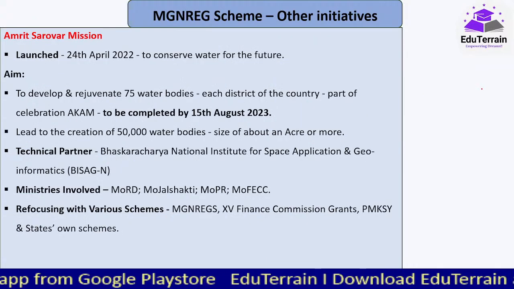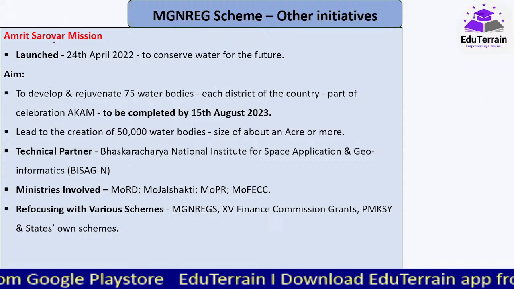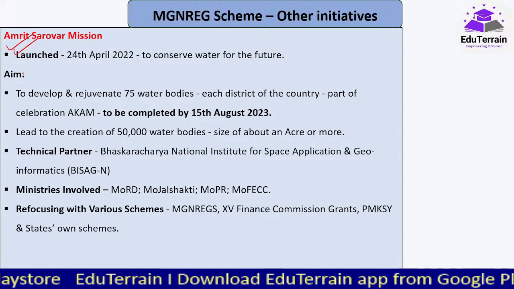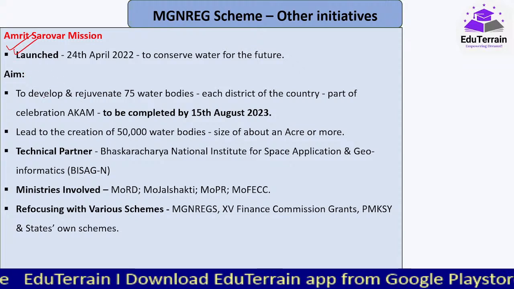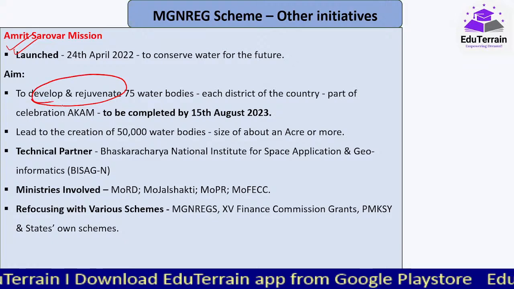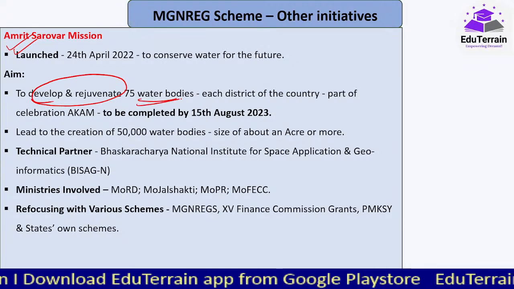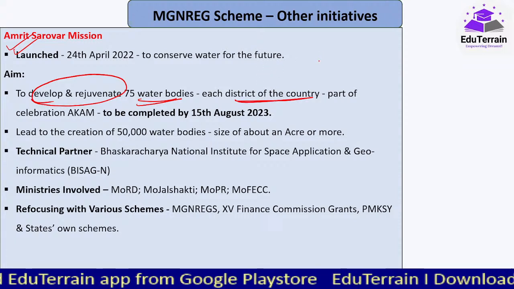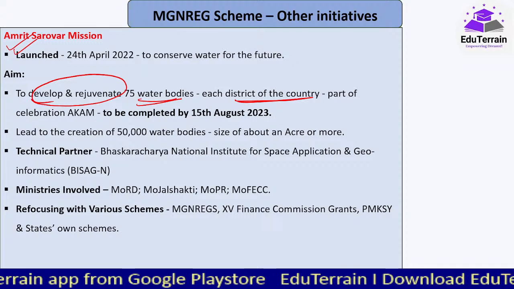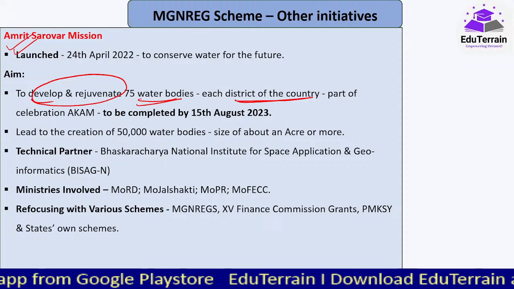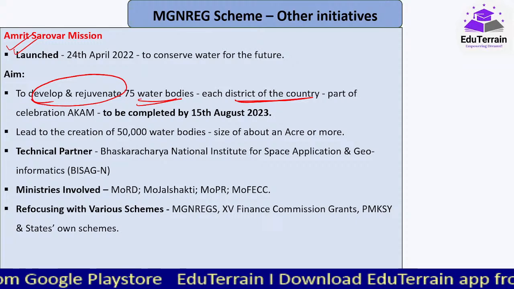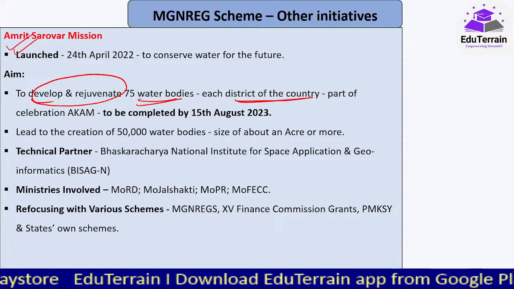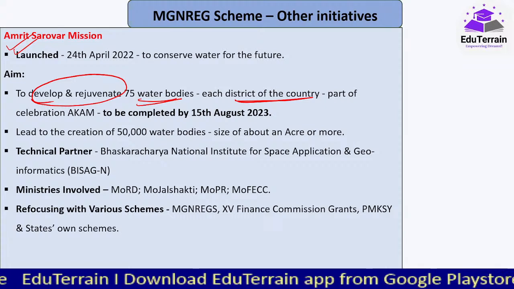Another initiative taken under the MGNREG scheme is the Amrit Sarovar mission. Here it is to develop and rejuvenate 75 water bodies in each district of the country. That is, in every district they select a few abandoned or not completely taken care of water bodies, which if cleaned or developed or rejuvenated would help the local people a lot.